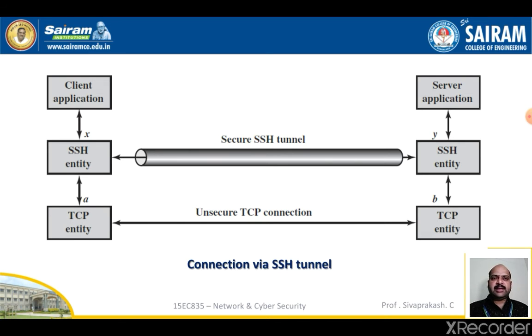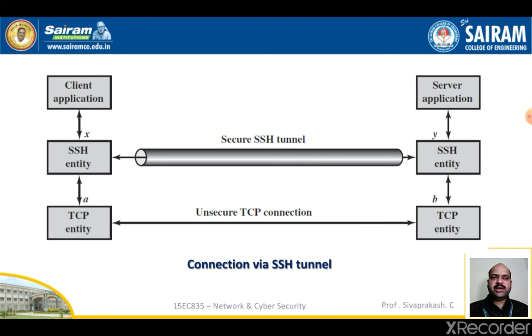Traffic in this other direction is similarly redirected. So SSH supports two types of forwarding. One is called local forwarding and the other is called remote forwarding. Local forwarding allows the client to set up a hijacker process. This will intercept selected application level traffic and redirect it from an unsecured TCP connection to a secure SSH tunnel.